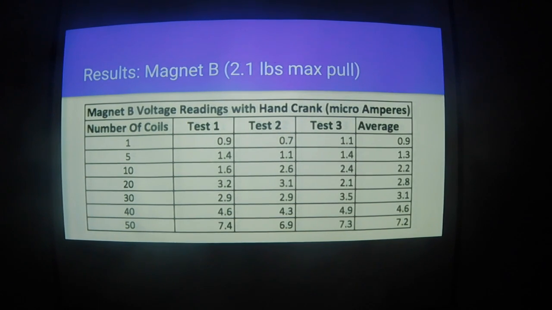In the second experiment, we kept everything the same except we used magnet B, which has a greater max pull strength. The inputs were kept the same, varying from 1 to 50 coils, and the output was the same units as before, which are microamperes. The results were consistent with the previous experiment and Faraday's law, where we should expect the average microamperes generated to increase with the number of coils.